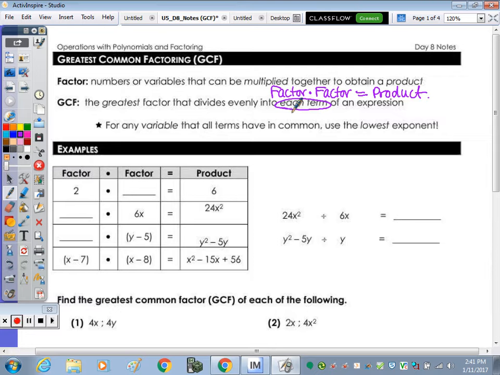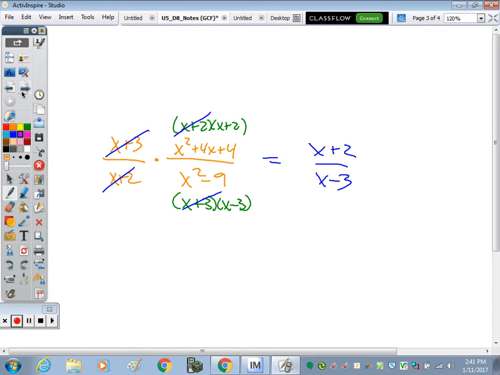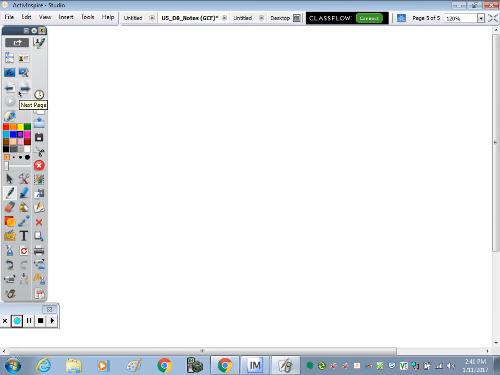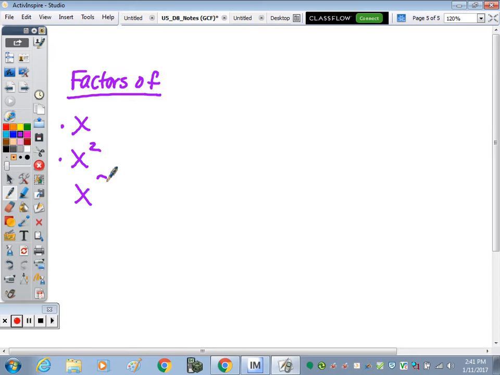So first, I want to go to a separate slide. And if you want to put this on your index card, you can. I want to talk about the factors algebraically. So let's look at the factors of x, x squared, x cubed, x to the 4th, and x to the 5th. Is x a factor of x? Yes. It's always a factor of itself. So x is a factor of x.